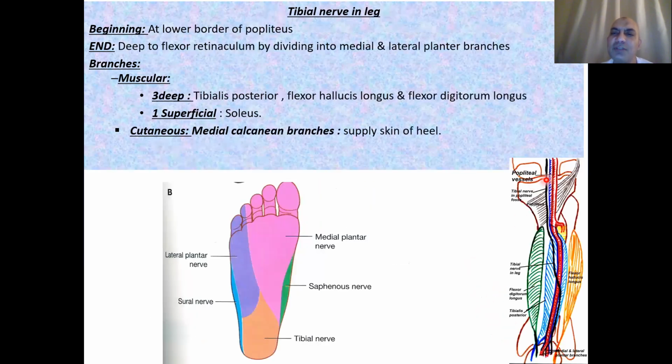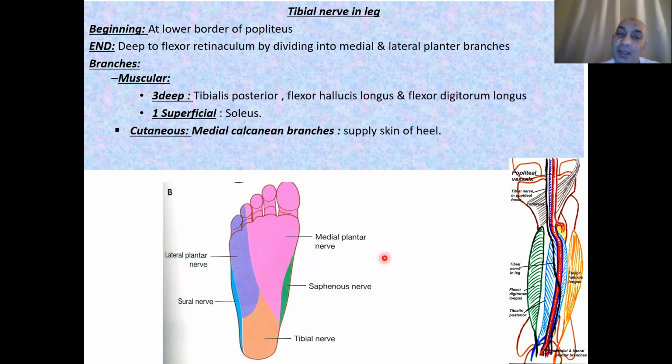The continuation of this nerve is called the tibial nerve in the leg. This is the tibial nerve in the popliteal fossa. Here's the tibial nerve in the leg. It starts at the lower border of popliteus, and ends deep to the flexor retinaculum by dividing into medial and lateral plantar nerves. They are going to supply the foot, of course.